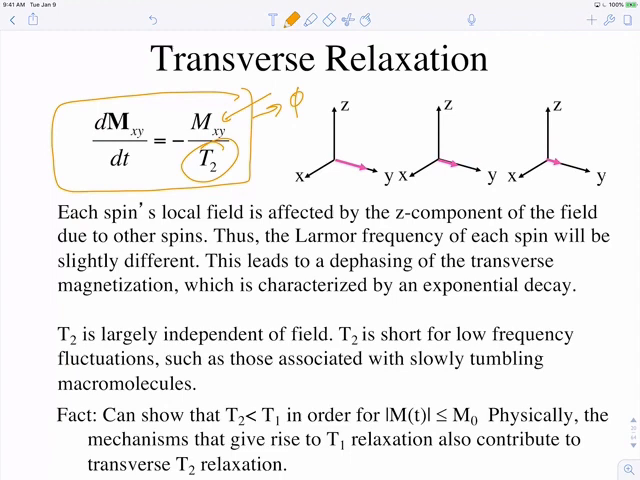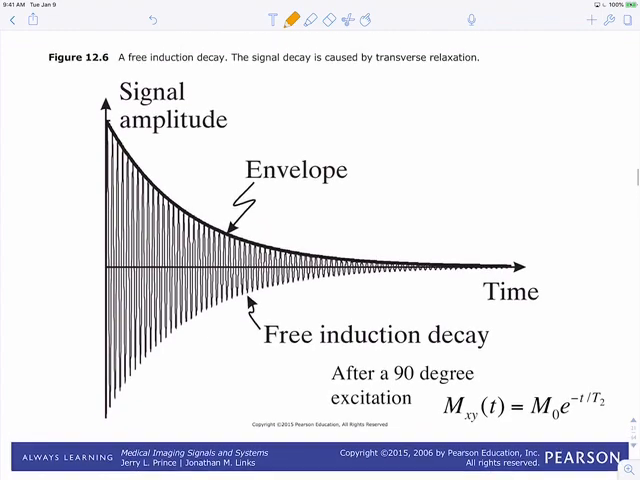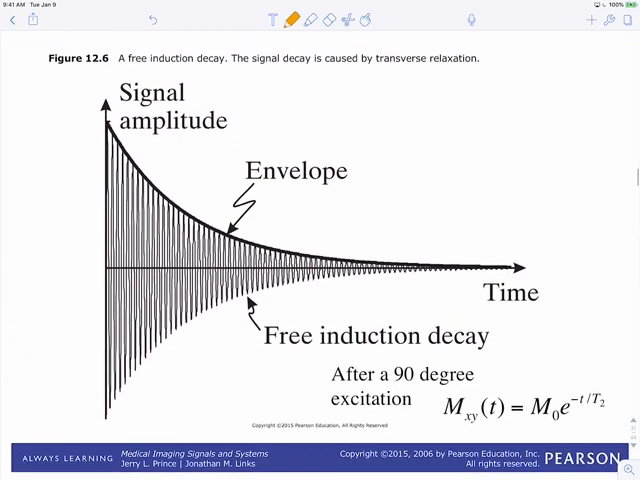And it turns out that T2 is largely independent of the field strength. It really depends on what's called spin-spin interaction. Let's go through what it looks like first, and then we'll go through the mechanism. What it looks like is fairly simple. If I start off at some M0, then I just decay like this, M0 e to the minus t over T2. So it's the decay of the magnetization.